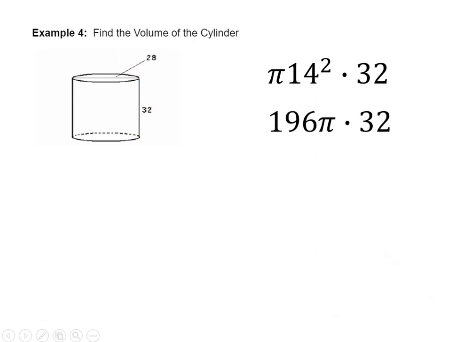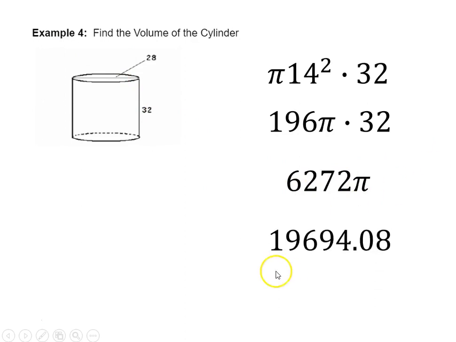14 squared is 196. We have 196 pi times 32. 196 times 32 is 6,272 pi. This right here is the exact volume of the cylinder. If we want a decimal approximation, change pi to 3.14, do the multiplication, and you get 19,694.08 would be the decimal approximation of the volume of this cylinder.